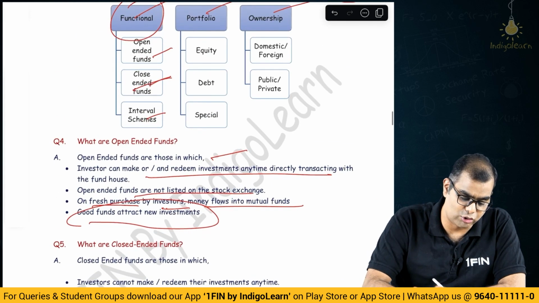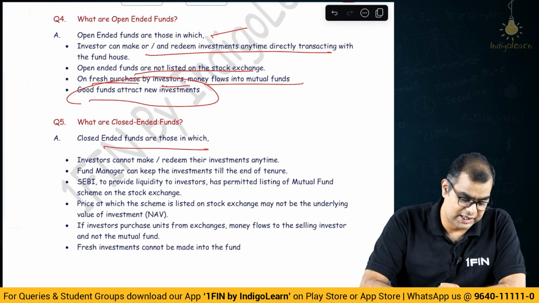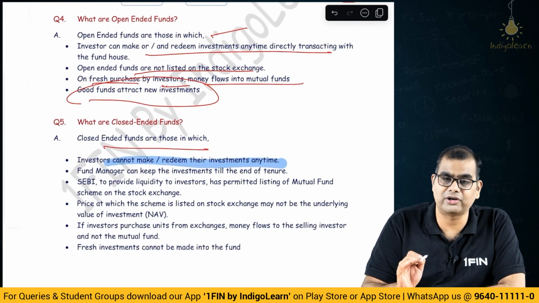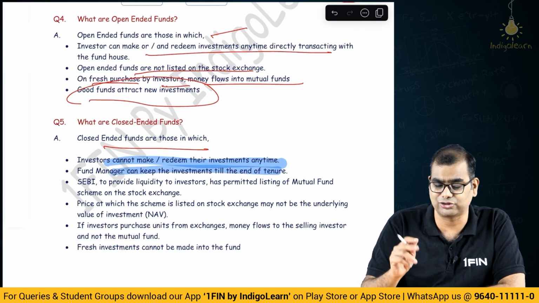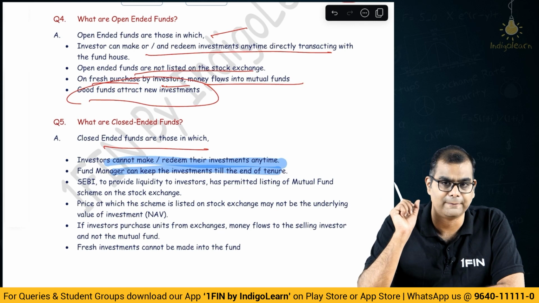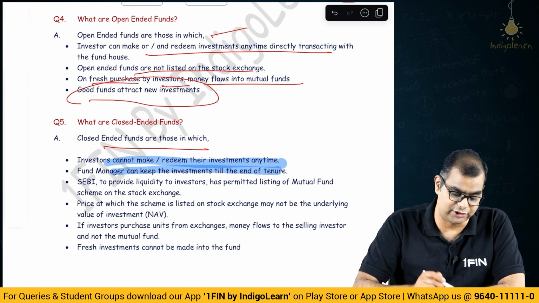Then you have something called closed-ended funds. What are closed-ended funds? Closed-ended funds are the opposite of open-ended funds. Investors cannot make or redeem investments anytime. The fund manager can keep the investments till the end of the tenure. So each fund has a specific tenure. You invest in that particular fund, and the money is locked for that tenure.